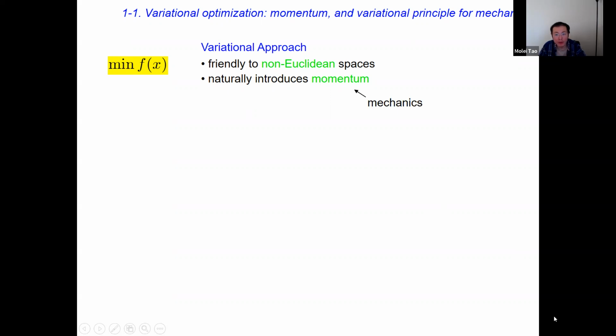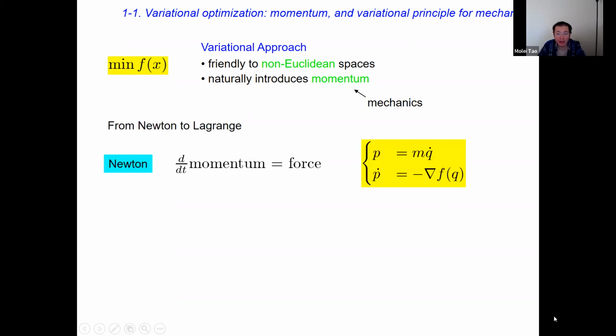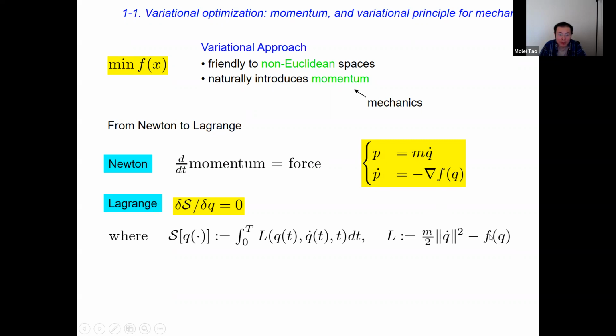Of course, everything has an origin from mechanics. And when we talk about mechanics, we cannot avoid Newton. So Newton said the rate of change in momentum is given by the force. And you can easily translate this into mathematical language. You get a system of equations. And P is the momentum. But then Lagrange came along and said, you can consider an equivalent problem. You can construct a variational principle. Or more precisely, you can first define an action function.